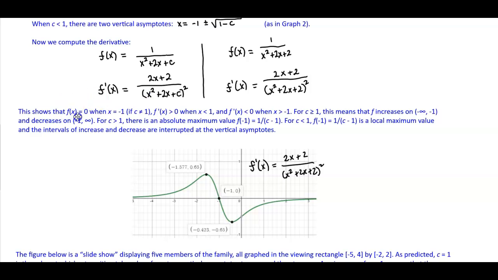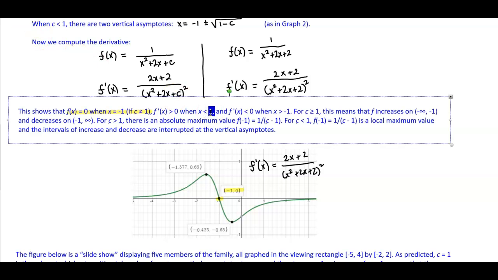So this graph shows that f prime of x is equal to 0 when x is equal to negative 1. So we can see that right here. That tells us that the derivative is equal to 0 when x is equal to negative 1, which is right there. Okay, now we know that the derivative is going to be greater than 0 when x is less than negative 1.